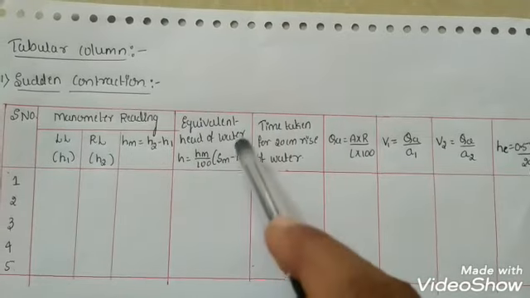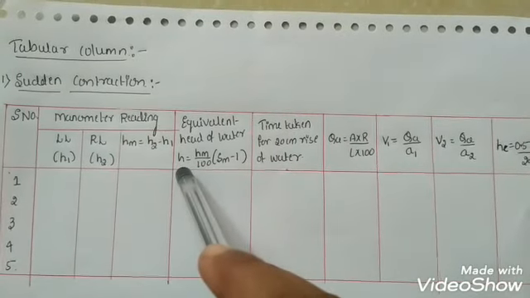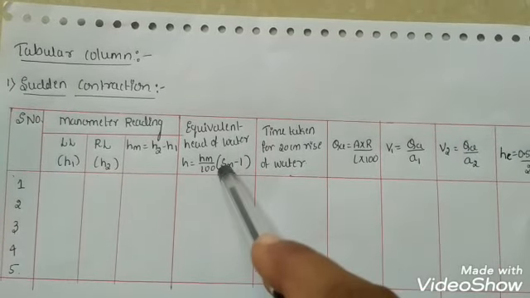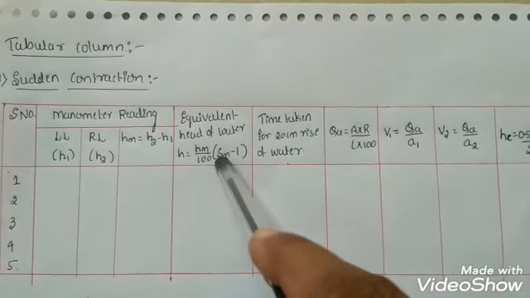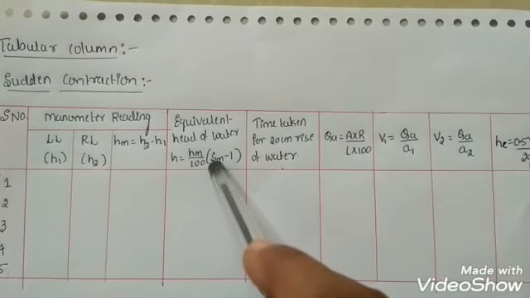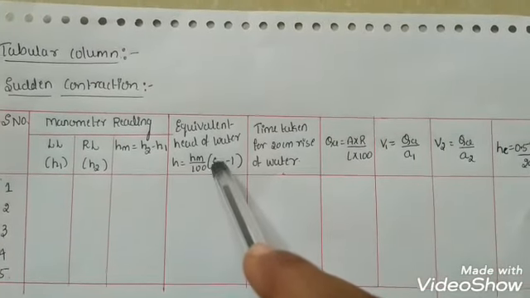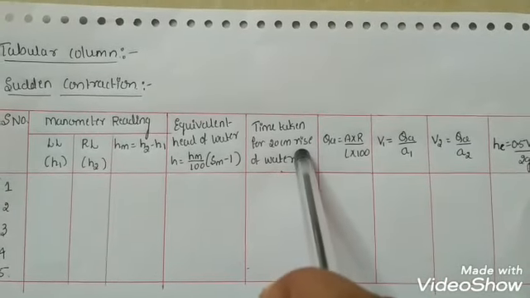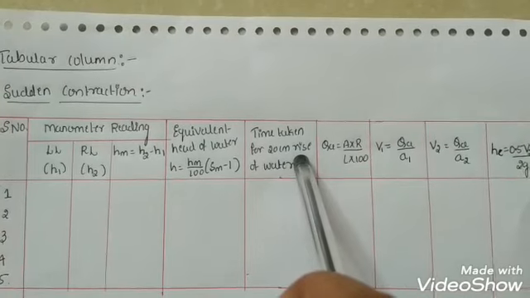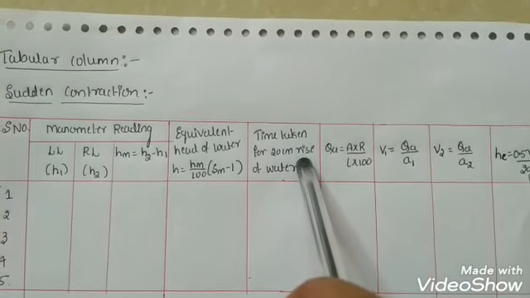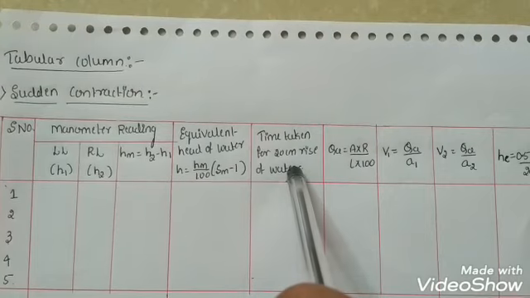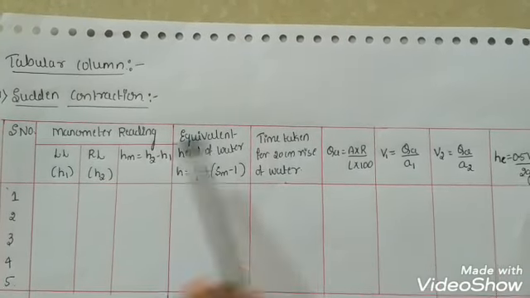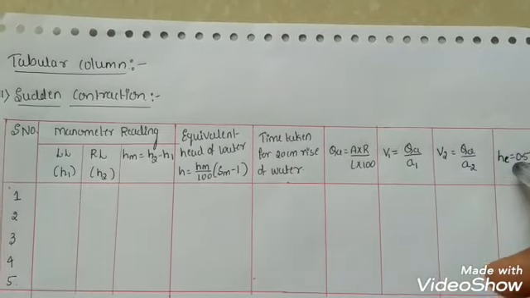So the equivalent head of water is calculated, that is H is equal to HM divided by 100 into (SM minus 1). SM is nothing but the specific gravity of the manometric liquid. Whatever manometric liquid you have used, you just consider the specific gravity of that manometric liquid. Then this is related to the collecting tank reading. Whatever the time taken for the collecting tank to have the 20 centimeter rise in the water in the piezometer, you just note that time in this tabular column. After taking this reading, these are the calculations.